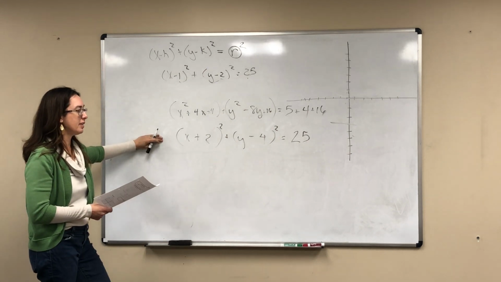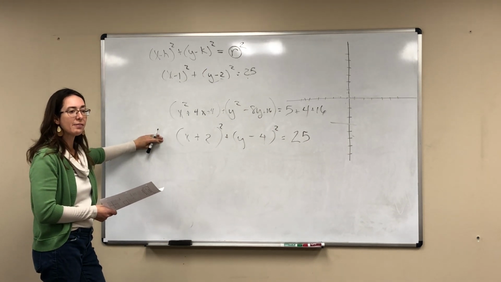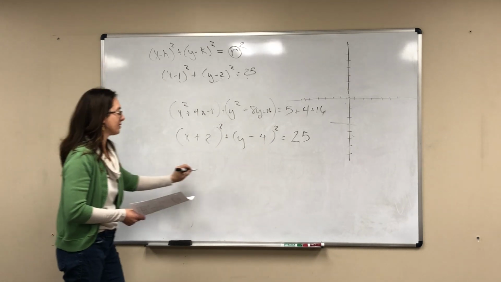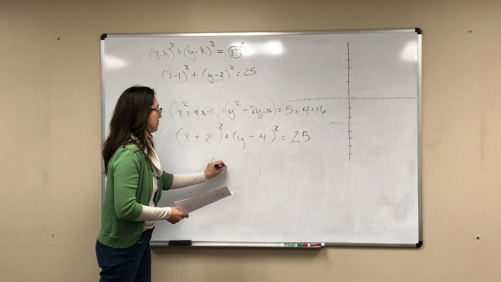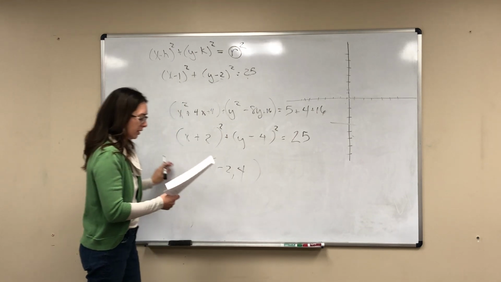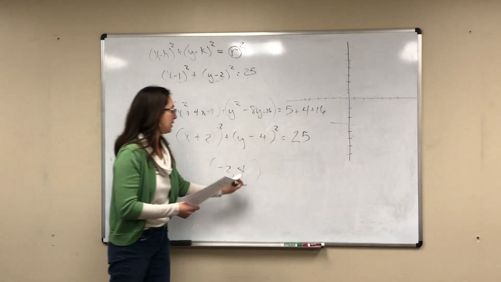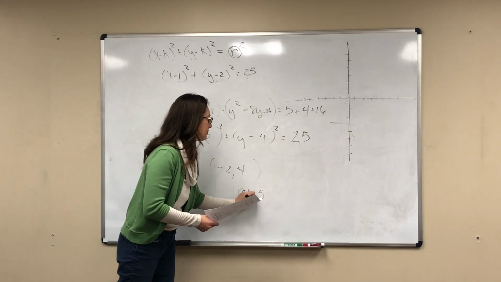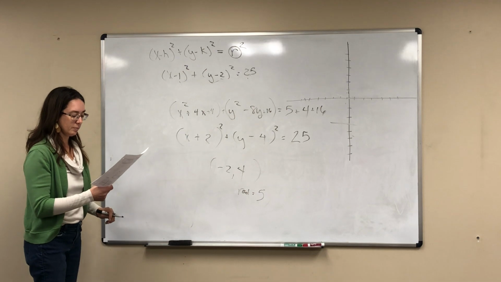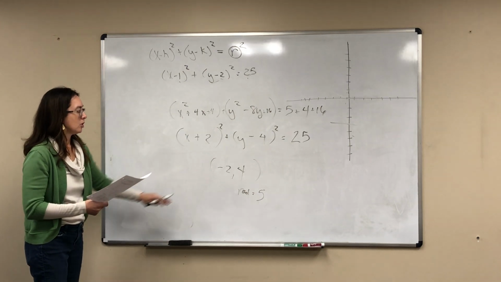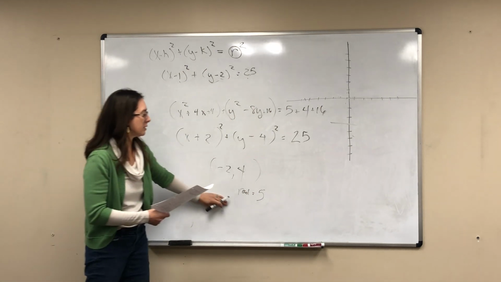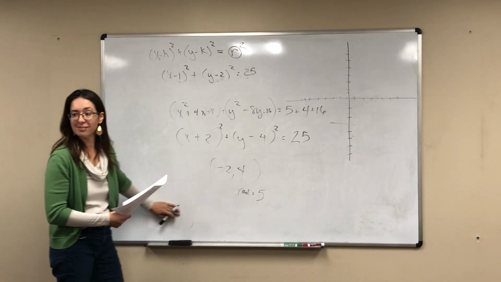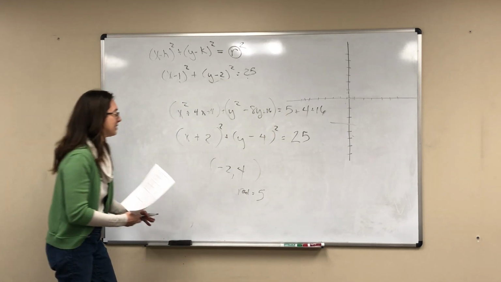So now I have it in standard form. Can we graph this? Yeah. What's the center? (-2, 4) is your center. What is your radius? 5. Radius is 5. Plot this point, radius of 5, graph it around. Make sense?